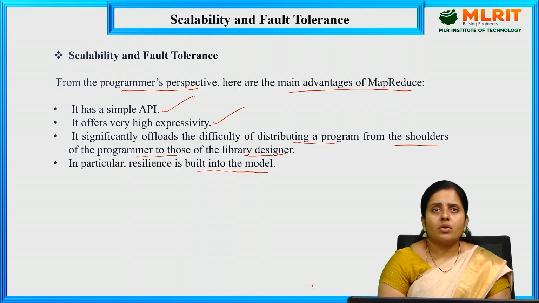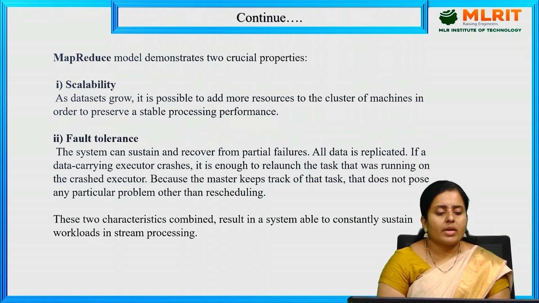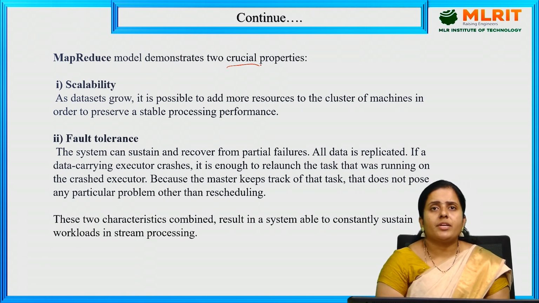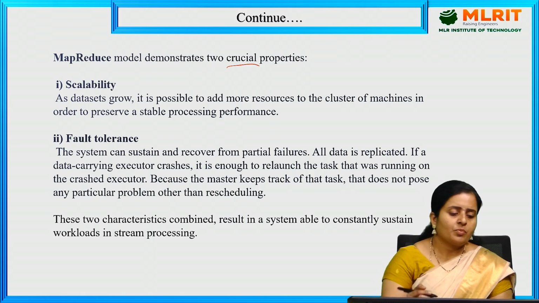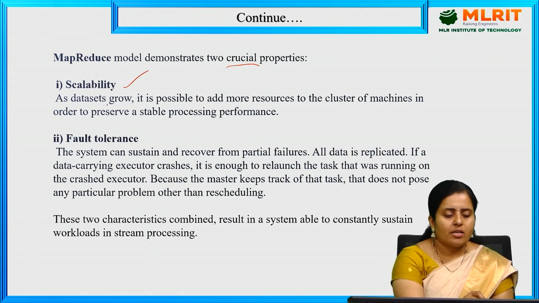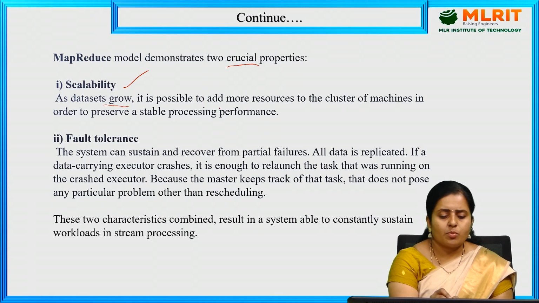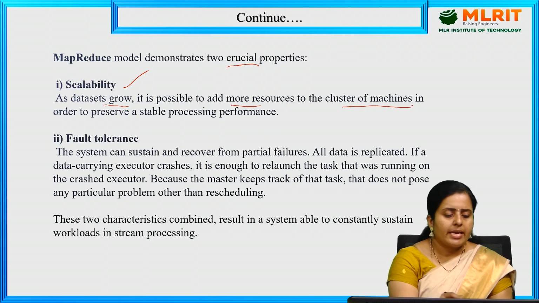Now let's move on to the next slide. The MapReduce model demonstrates two crucial properties. As I told you in the previous slide, MapReduce has two advantages: the first one is scalability and the second one is fault tolerance. Scalability is nothing but, as data grows, it is possible to add more resources to the cluster of machines in order to preserve a stable processing performance.